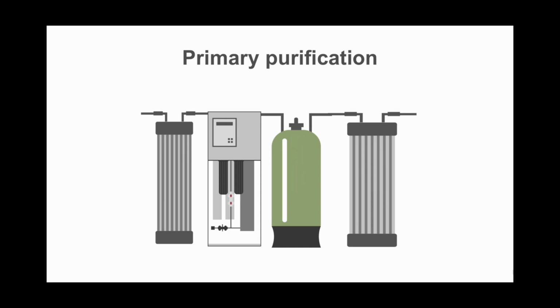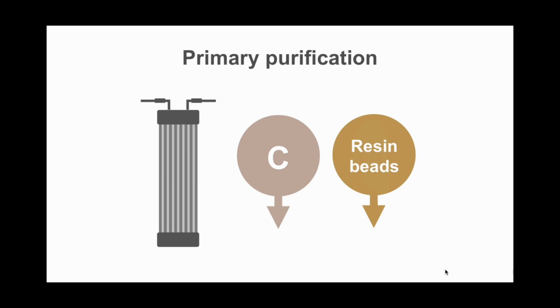Now coming to the primary purification. Again, in primary purification, there is a filter before the RO membrane. That filter is generally used to remove whatever carbon particles have escaped. As I said, the water before this step comes from the activated carbon bed, and resin beads are present in the softener, so there are chances of leak of carbon particles and resin beads into the water. So in the pre-filter, the carbon particles and resin beads are removed first.